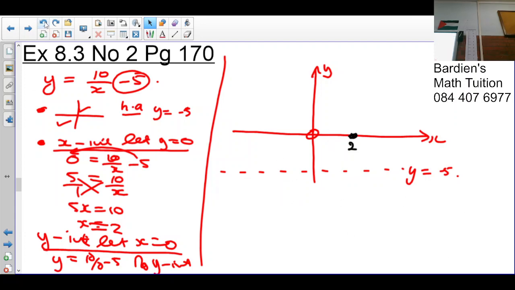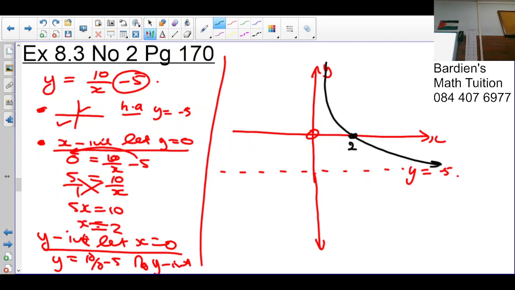I forgot to do the axis of symmetry on the other one. Other equation. Right, so the graph will come through here. It comes close to the y-axis but doesn't touch. Same with y is equal to negative 5, and on the side as well. And there's the graph of y equals 10 over x minus 5. Any confusion, people?